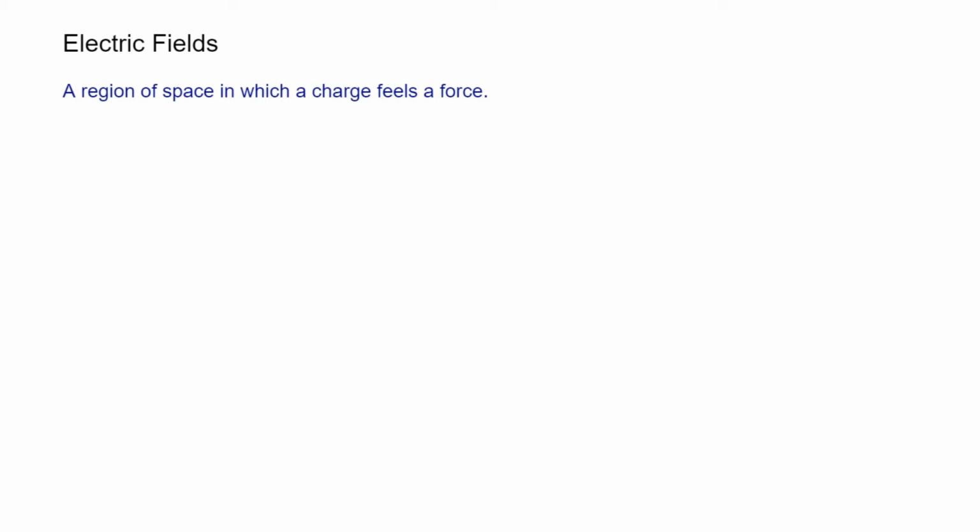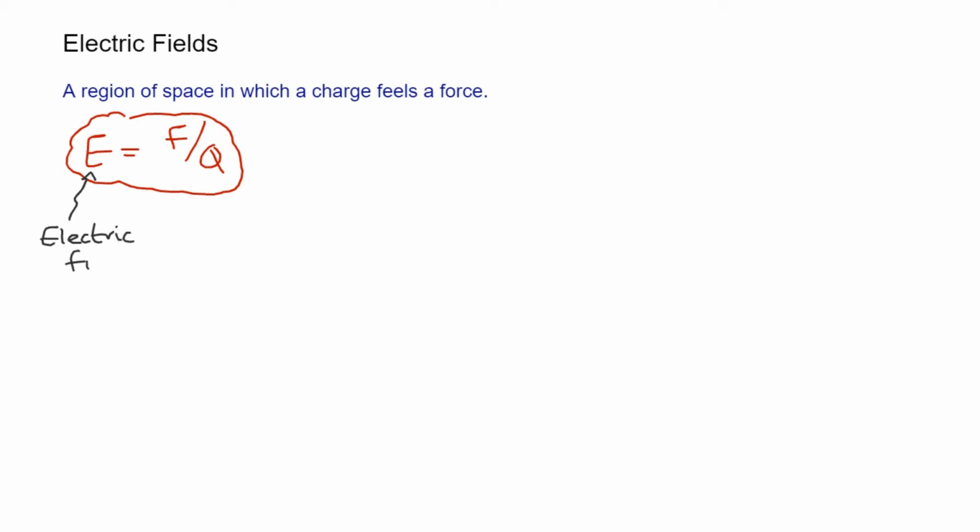So there's an equation describing the strength of an electric field, and that equation is E equals F over Q. And this is a really fundamental equation for electric fields. So let's make sure we know what's going on here. Capital E is what's known as the electric field strength.